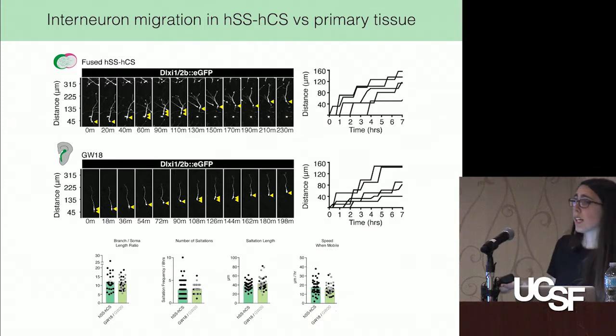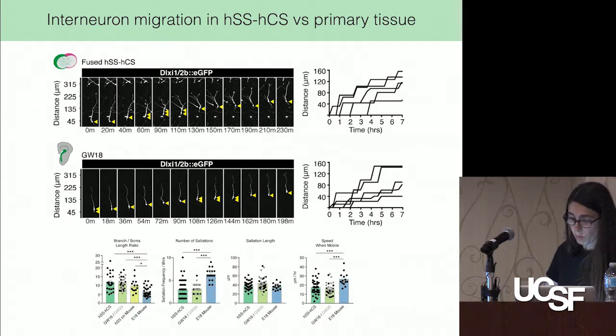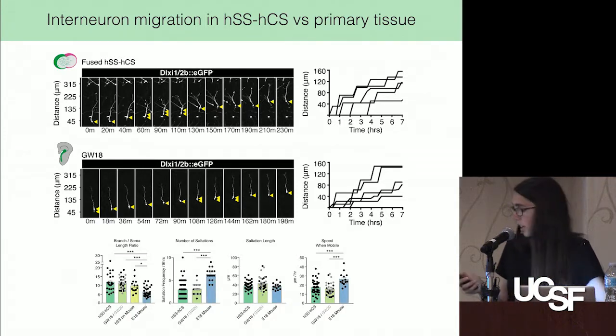Now, this movement has actually been characterized in mice extensively before. And so we wondered, how does this compare to mouse interneuron migration? And so again, we did the same. We got mouse slice cultures at E18 and compared the movement to our human interneurons.